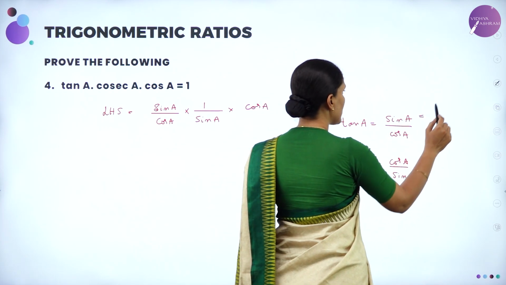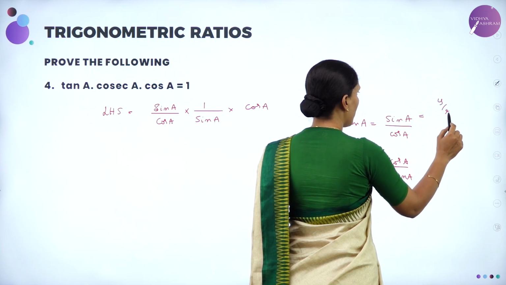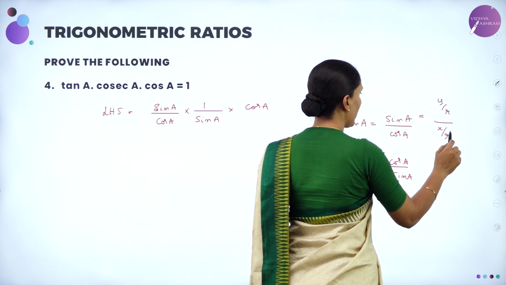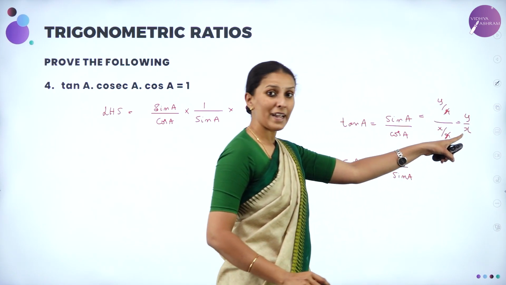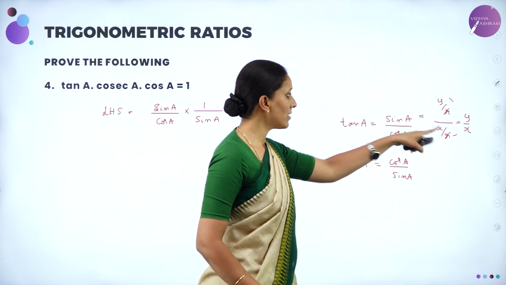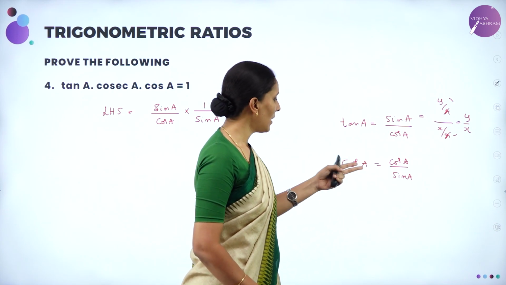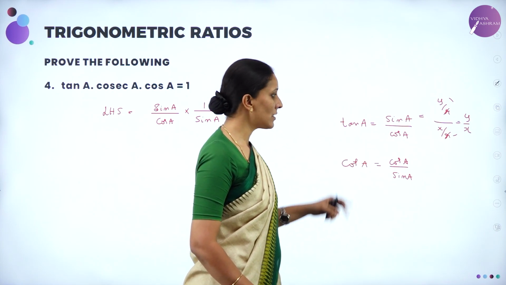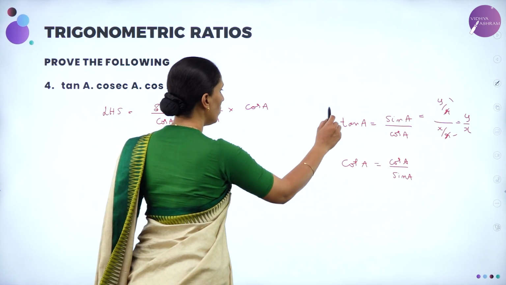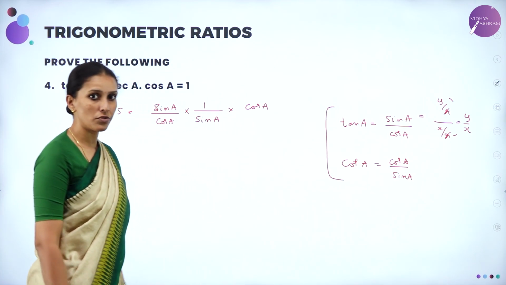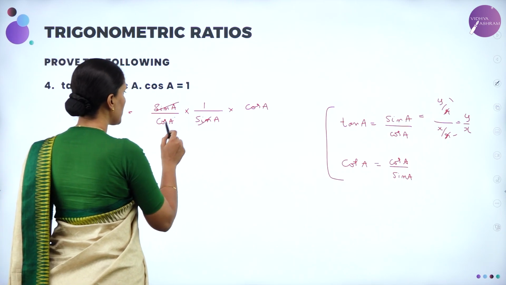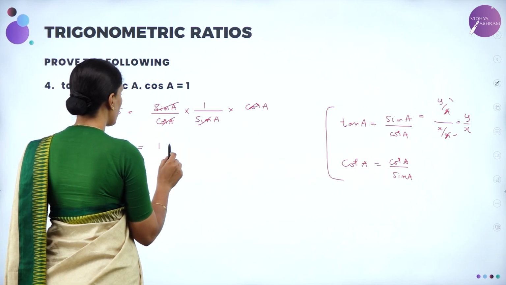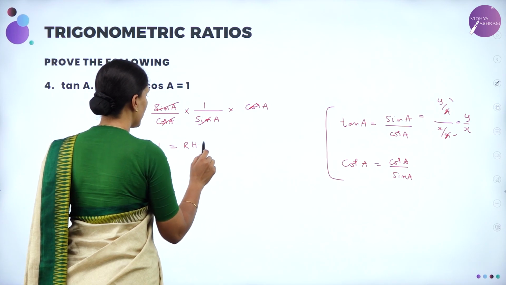Because sin A is y by r, cos A is x by r. When it cancels, we will get y by x, which is opposite by adjacent. And opposite by adjacent is nothing but our tan. Similarly, when we take the reciprocal of this, it becomes cot. So, these are also 2 important observations in solving trigonometric ratios. Now, we can cancel all the terms here. So, the value left is 1, which is our right hand side.